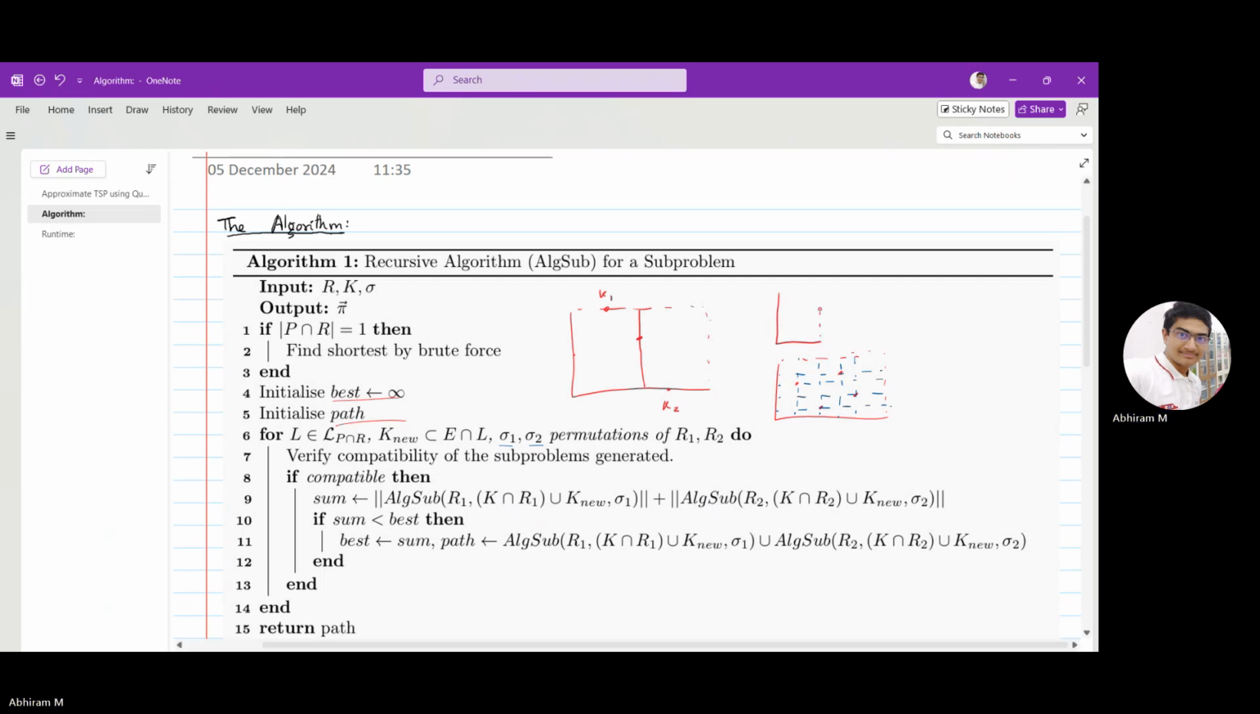So this and this, and now this crossing point carries over, right? It has to carry over. This crossing point also has to carry over. So this is the first step of checking compatibility: whatever the bigger subproblem had, do these subproblems also have all of those points, because it has to cross at those points.